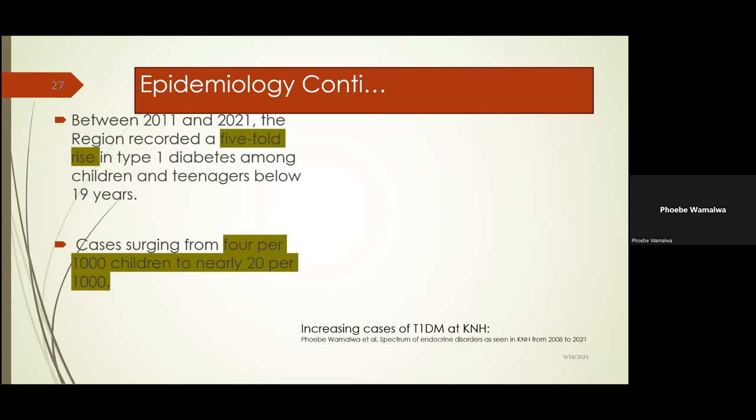So if you're talking about 4 per 1,000, you're basically talking about close to 100,000 people living with type 1 diabetes. Now, this one has surged to 20 per 1,000, giving us scary figures of close to 500,000. But do we have these children? Have they been diagnosed? It's food for thought.